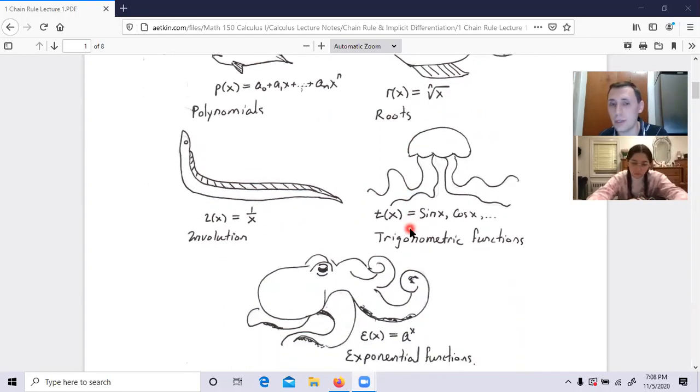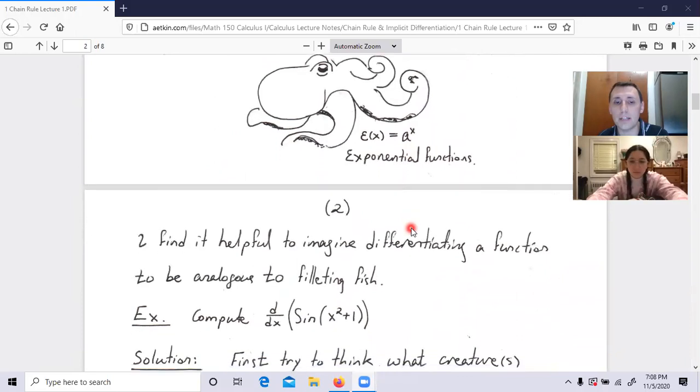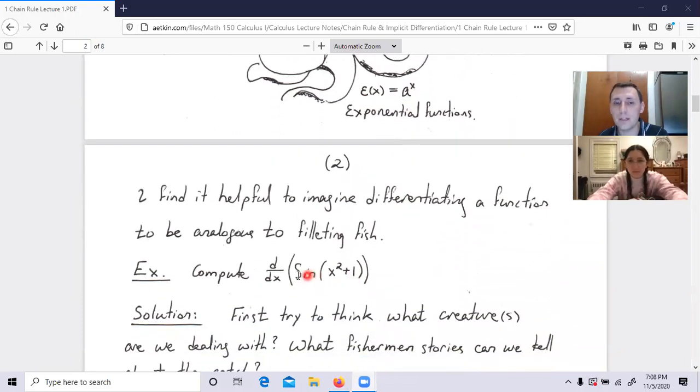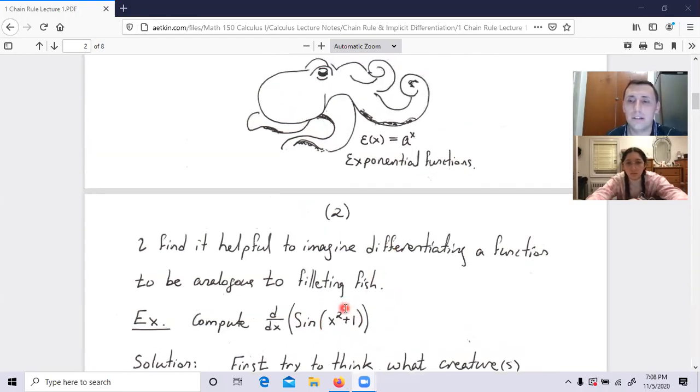So you go to the aquarium and this is what you see. You are asked to differentiate sine of x squared plus 1. Before you differentiate anything, guys, tell me what is it that you see? Look at it. What are you staring at? What is this thing? What happened? A function and a function. Yes, but in particular, what happened?